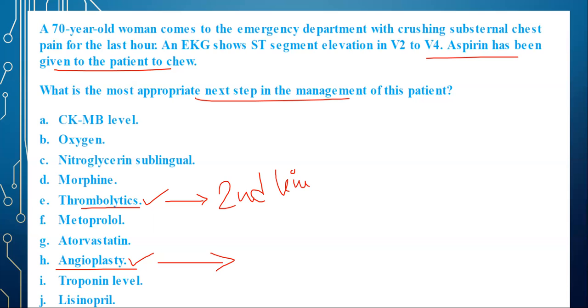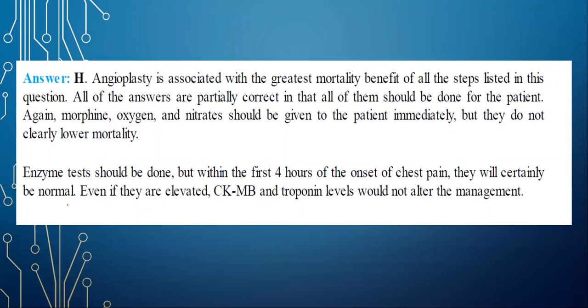We can't wait for 4 hours because the patient has already entered the hospital, and then we only have 90 minutes to do anything for this patient. So some form of revascularization: either we do thrombolytic or angioplasty. If angioplasty is not possible, what's the next best option? Giving the thrombolytic medication. Is this understandable for everyone? You might be thinking, why not choose others? As I say, all of these are important. Morphine, oxygen, nitrate should be given to the patient immediately, but they do not lower the mortality of the patient.